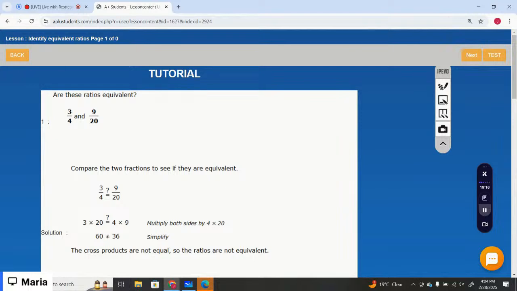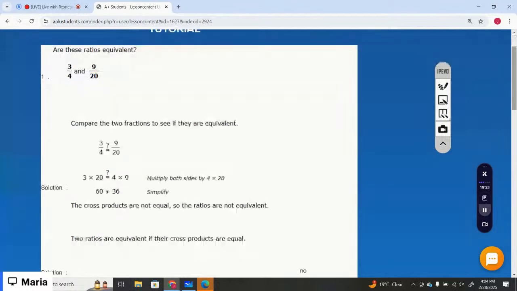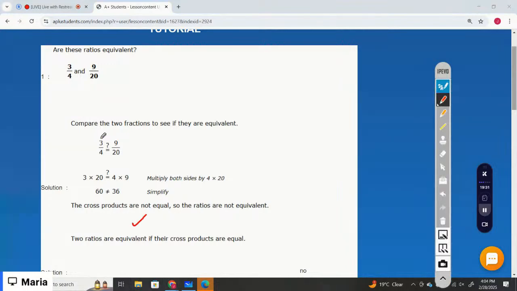Are these ratios equivalent? You are given 3 by 4 and 9 by 20. So how do we see if the two fractions are equivalent? You have to write them down: 3 by 4 equals 9 by 20. Now just cross multiply. Cross multiply means the numerator of this fraction multiplied by the denominator of the other fraction, 3 times 20, and the numerator of the second one and the denominator of the first one, 4 times 9. So 60 is not equal to 36. So that means no, they are not equivalent fractions.